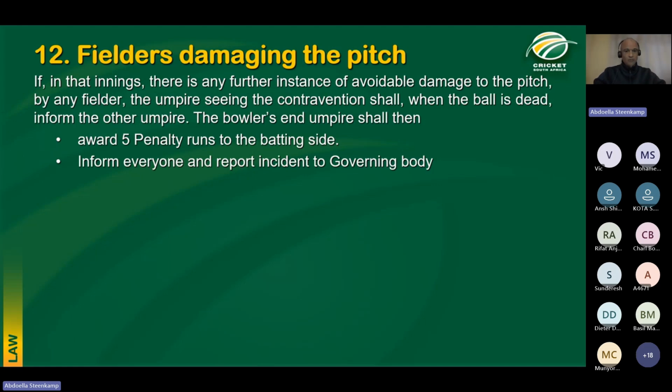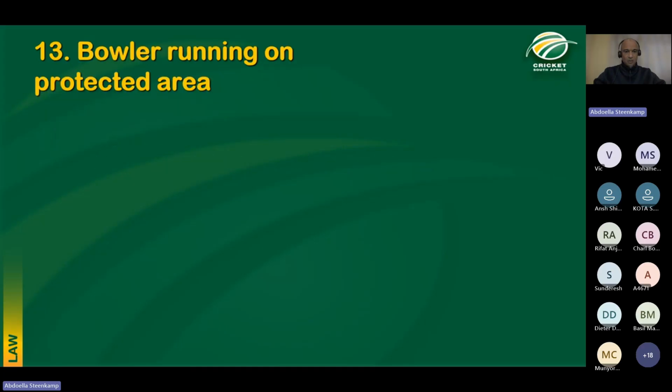We need to inform everyone and report the incident to the governing body of cricket for that particular competition. So now we focus on the fielder and what the punishments are if they cause deliberate damage to the pitch.